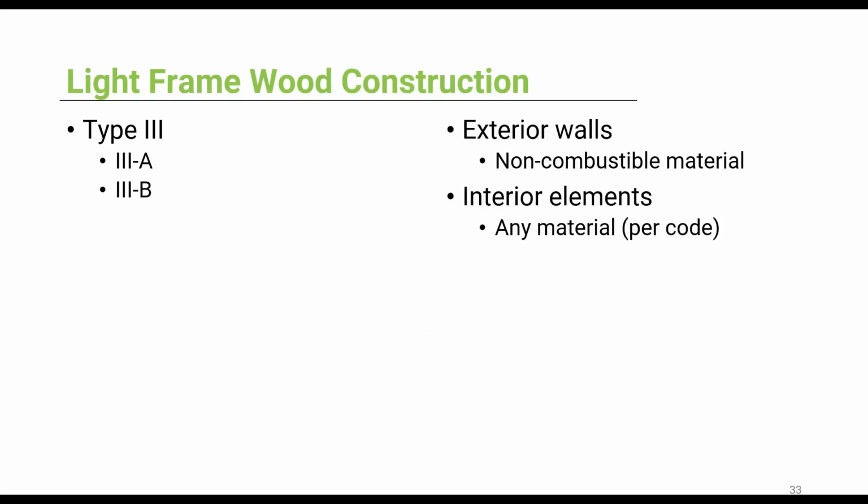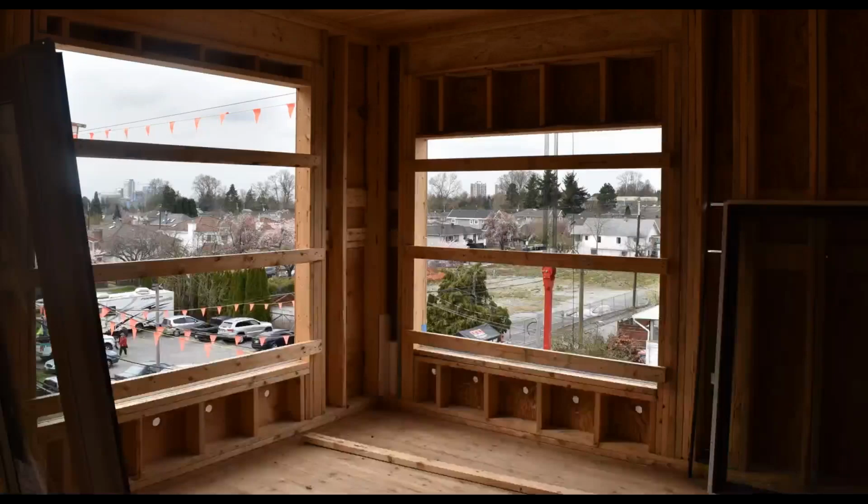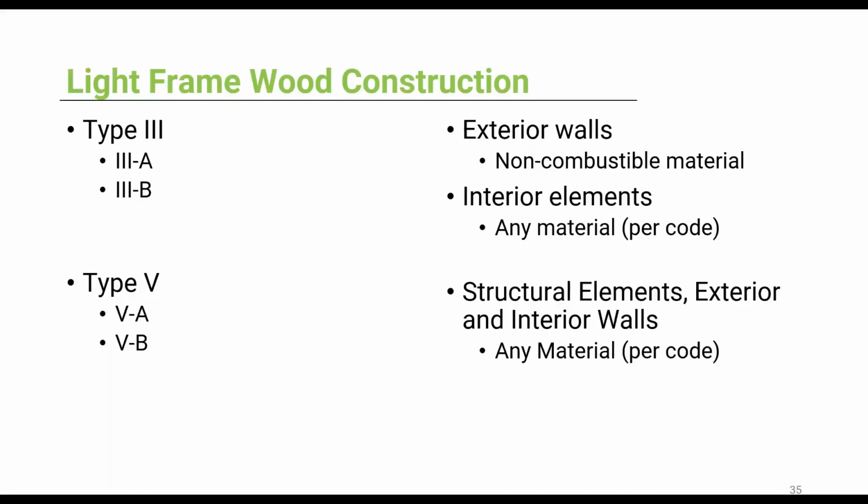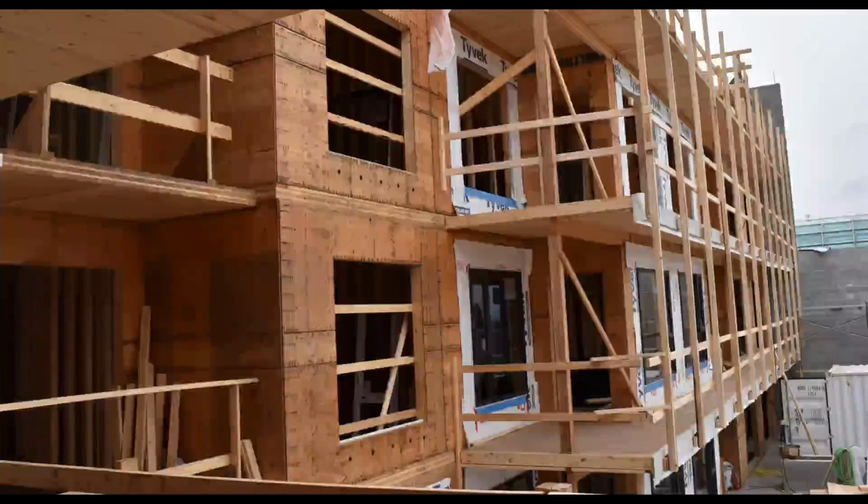So for type 3, the exterior walls have to be made out of non-combustible material, but for interior elements, you can have any material as stated in the code. So if we just look at the inside of a typical office building, you can see that it's made of all wood. That's fine. For type 5, the structural elements, the exterior and the interior, can be of any material based on the code. So right here, the outside is all made of wood.